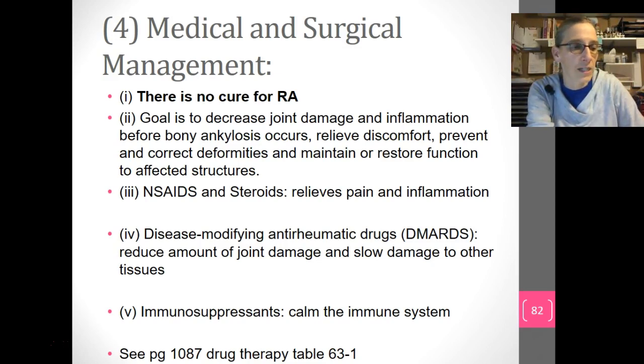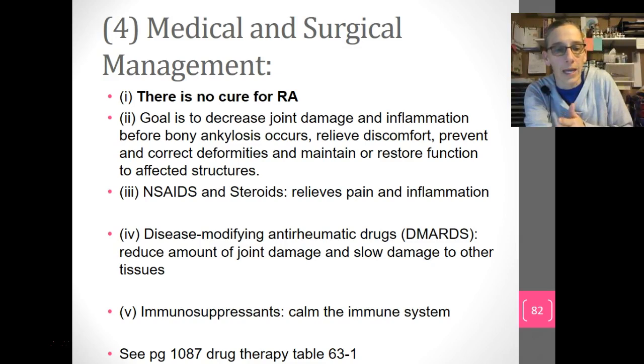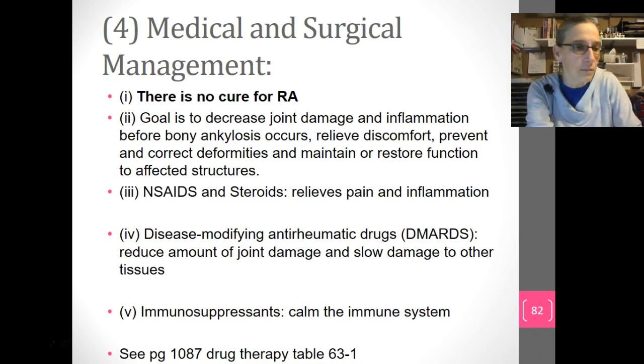These are called gold preparations, and there is a list on page 1087 in your book, drug therapy table 63.1. The drugs I want you to pay attention to are Celebrex, Imuran, methotrexate, Humira, Enbrel, Remicade, and Plaquenil. Back up here on DMARDs: gold preparation, methotrexate. Side effects of methotrexate are nausea and vomiting, decreased appetite, hair loss, and unusual bleeding and bruising.